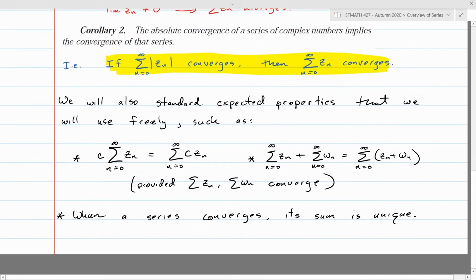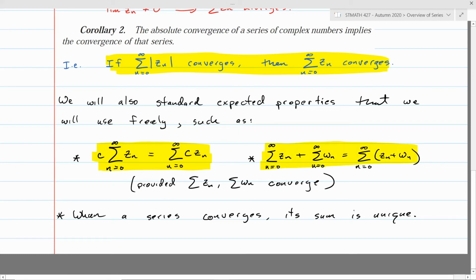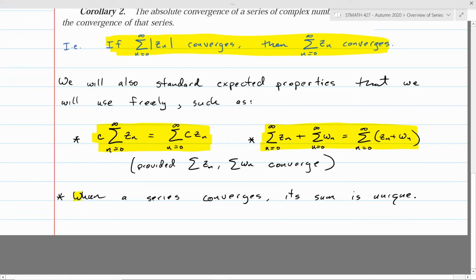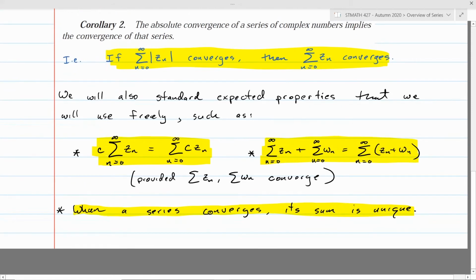And then the standard results about linearity would hold true for series with complex numbers, just like they did back in calculus class. So if you multiply a series times a constant, you can pull the constant into the series, or vice versa. And if you're adding two convergent series, you can combine that into one series by adding the terms. And we also have that limits of series are unique. All of these things you can prove.